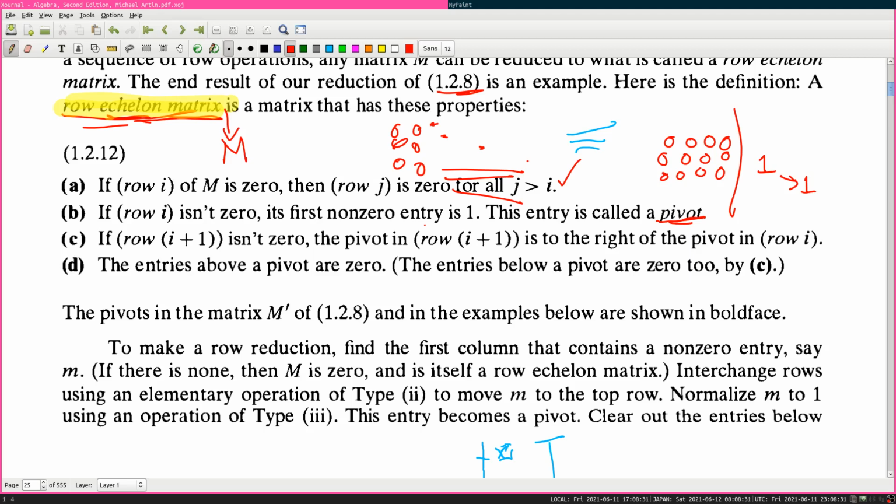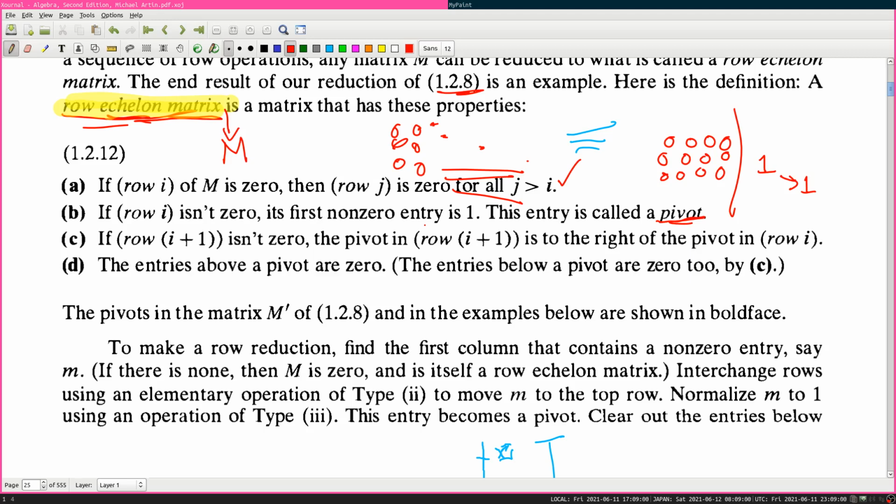Interchange rows: you take the first pivot and move it to the top row, using an elementary operation of type 2 to move M to the top. So do a transposition, getting the first pivot to the top row. Normalize M to 1 using an operation of type 3. So if the pivot is 7, multiply by 1/7. Multiply that row by 1/7, and there's a matrix that multiplies a specific row by a constant.